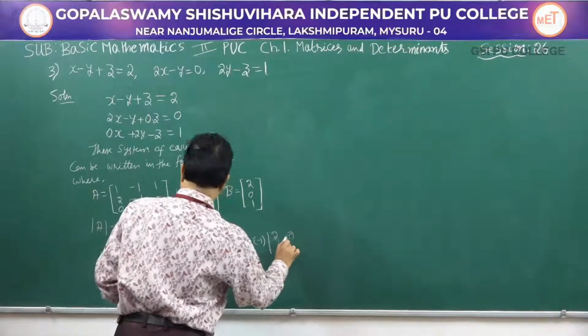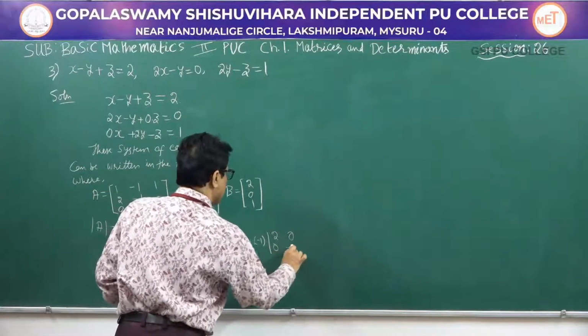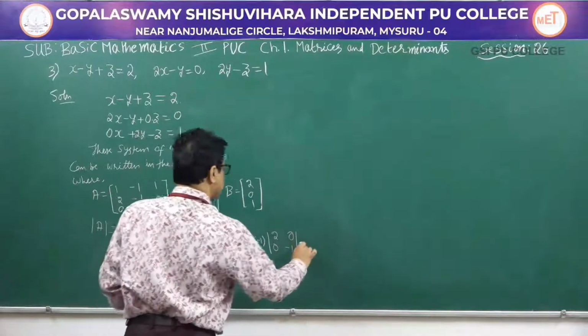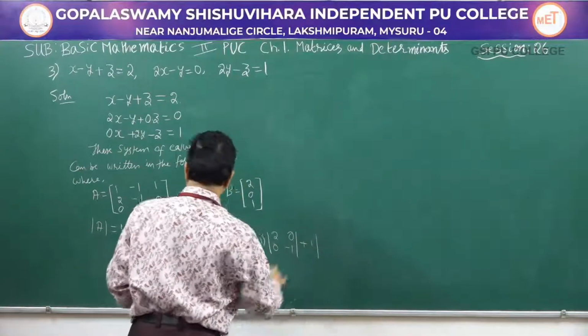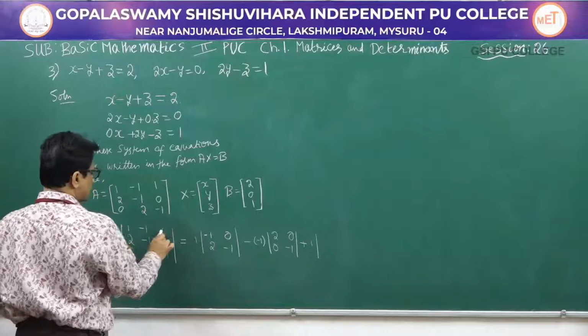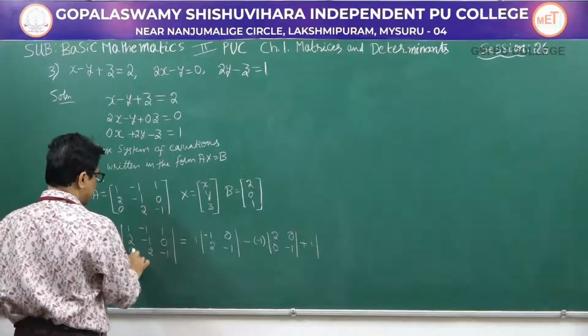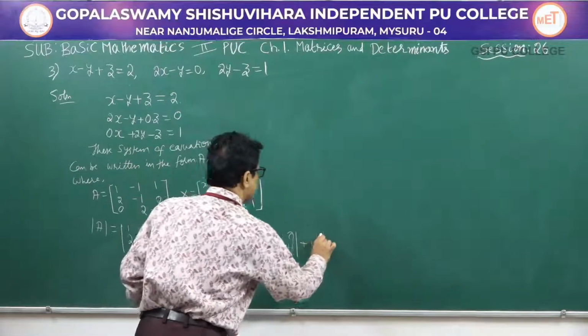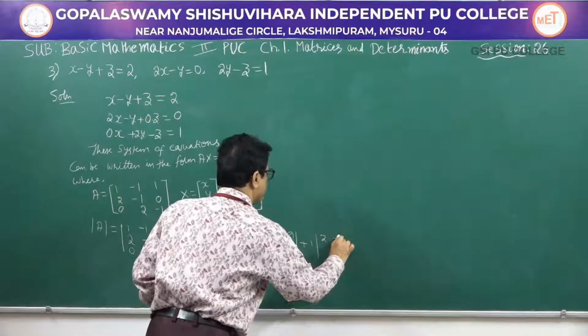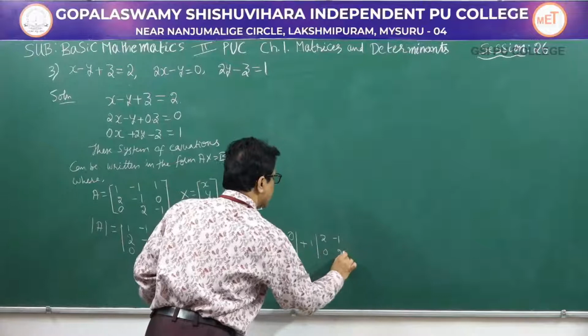that is determinant of 2, 0, 0, minus 1, plus 1 into, so 1 lies in the first row and third column. We eliminate the first row and third column and take the determinant of the remaining elements, that is determinant of 2, minus 1, 0, 2.